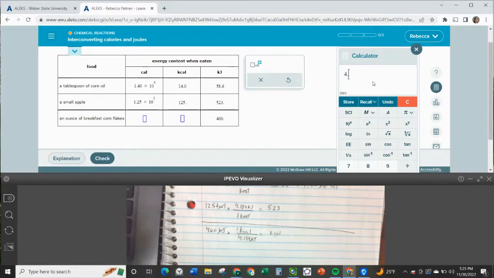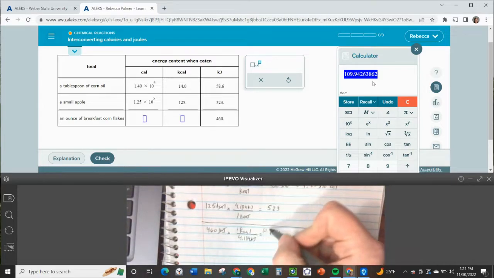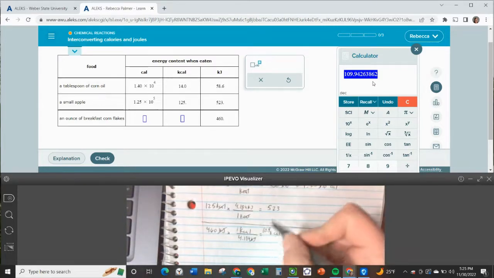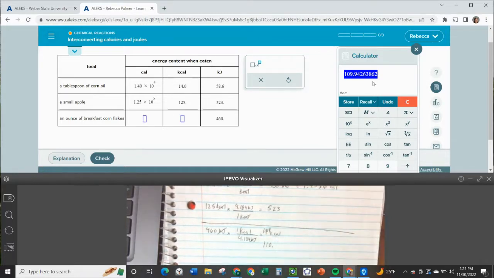So 460 divided by 4.184. That gives us 109.9. So then we need 3 sig figs. So I'm going to round up to 110. Let's see if it'll let us just put in 110. That's a really annoying number. Okay. If not, we'll have to put it in scientific notation.